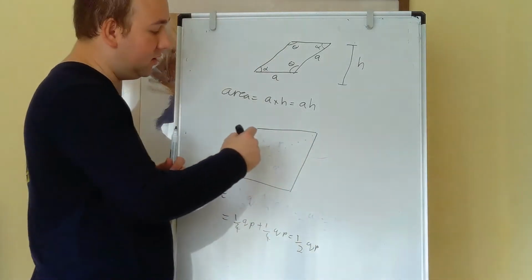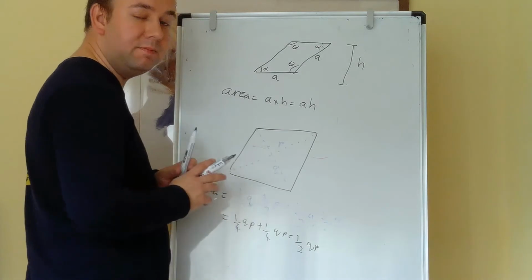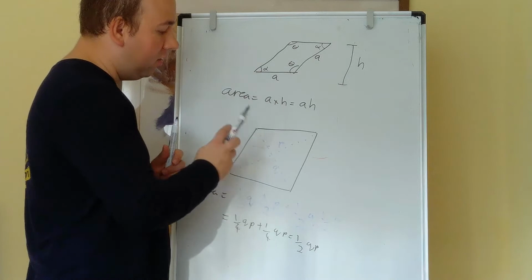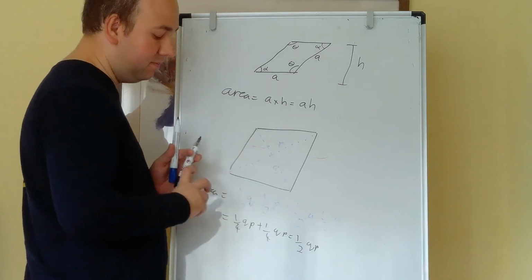So if you know the lengths of these lines that link the corners, you can also find the area of your rhombus using this method.